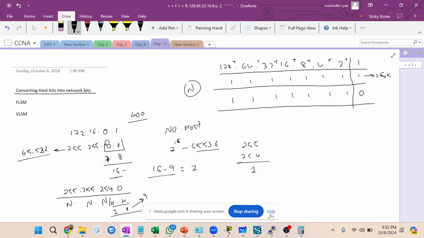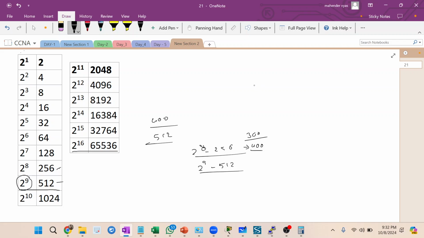But our requirement was 400. Yes, our requirement was 400. But if you take the 2 power table, there is nowhere 400 matching with the 2 power table. Either you will get 256 or you will get 512. If your requirement is 400, you cannot take lesser numbers.